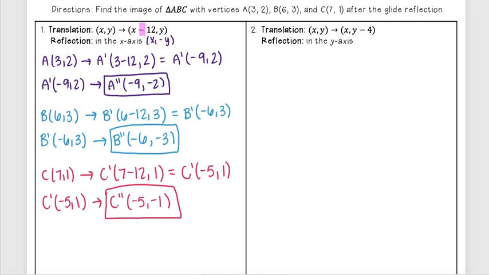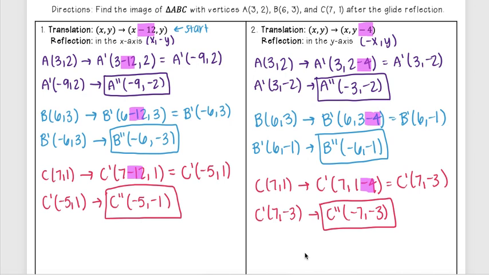And so you notice I subtracted 12 always from that first one. And that next one, I just changed the sign of my y. So I start with the translation, and then I reflect next. Okay, go ahead and pause the video. I want you to try to do number 2 on your own.